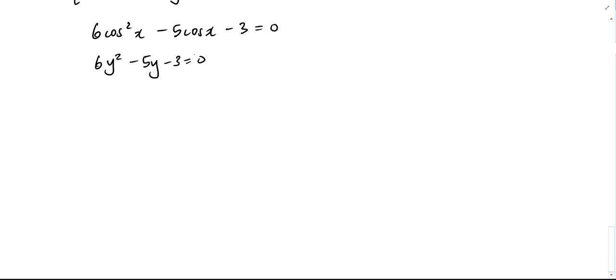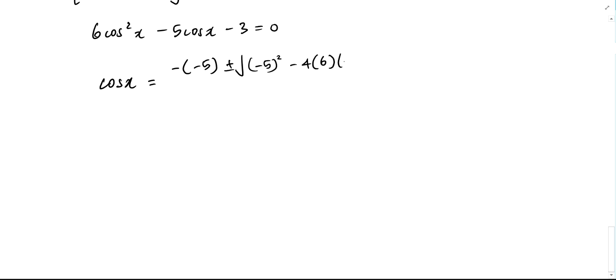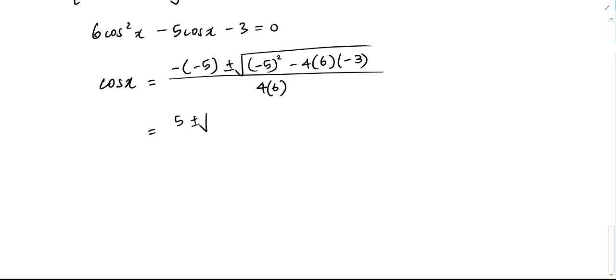But I think you can also do it without replacing cosine x with y. So straight away write down the answer. Cosine x will be minus b, so negative 5, plus minus square root of b squared, so negative 5 we square it, minus 4 times of a, which is 6, times negative 3, which is our c value. All this is divided by 2 times 6. So we have 5 plus minus square root of, evaluate everything out. Okay, this should have been a 2 over here. And this is 12. 2 and 12.